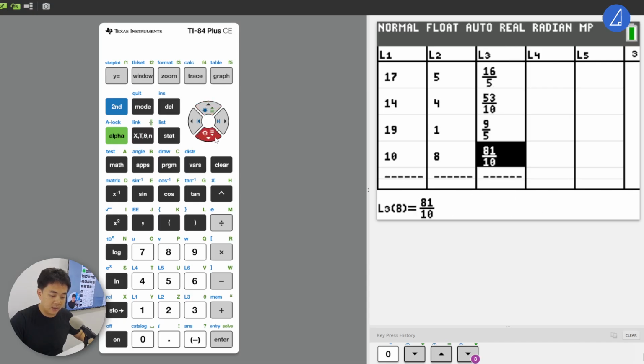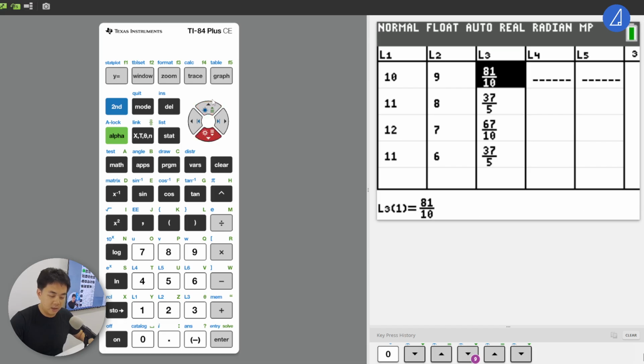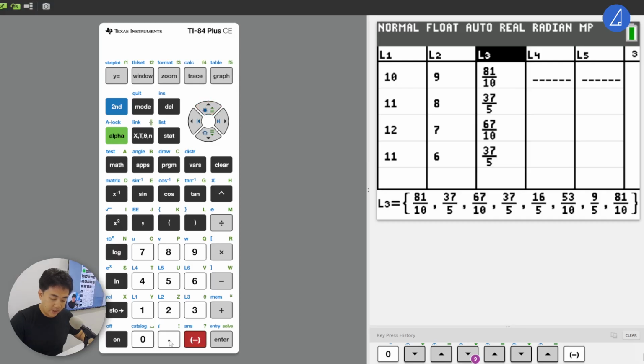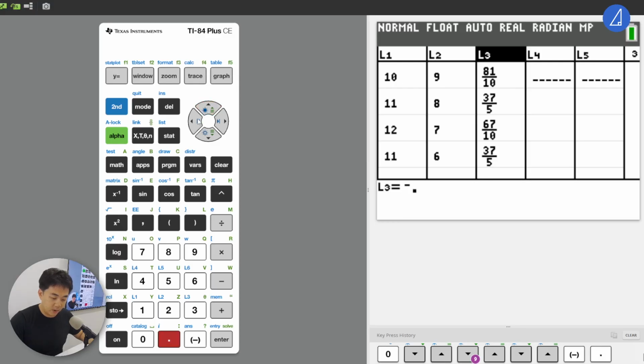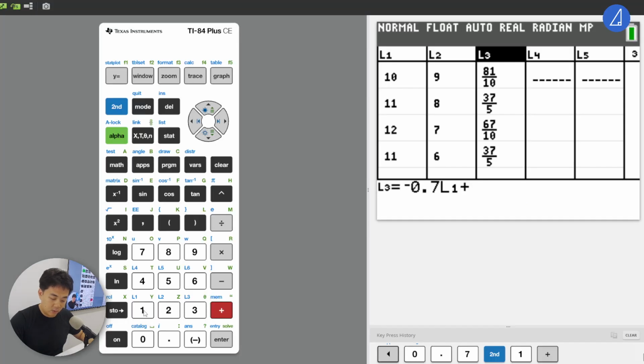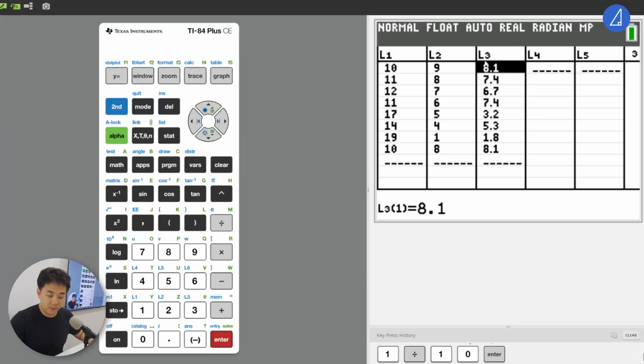Okay. Actually, I should just put in decimal point. How do I put in decimal point? You just put negative 0.7, because 7 over 10 is 0.7, L1. Okay. Plus 151 divided by 10. I just put that. I press enter. It'll be in decimal point.